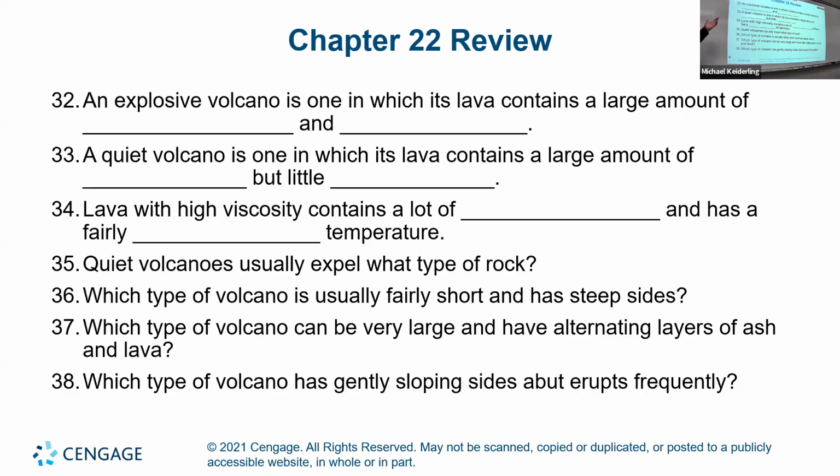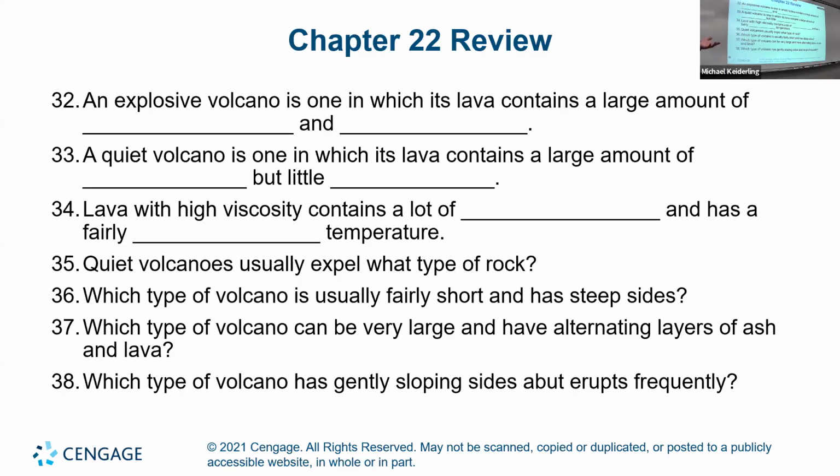Lava with a high viscosity contains a lot of silica and has a fairly low temperature. Quiet volcanoes usually expel basalt or mafic rock, so basalt.